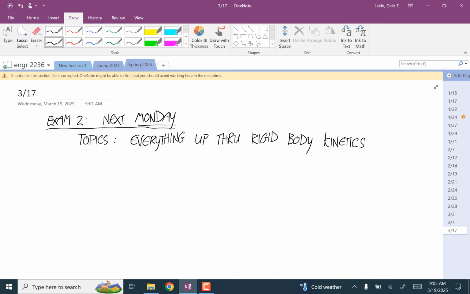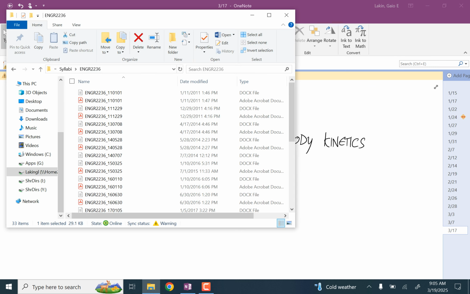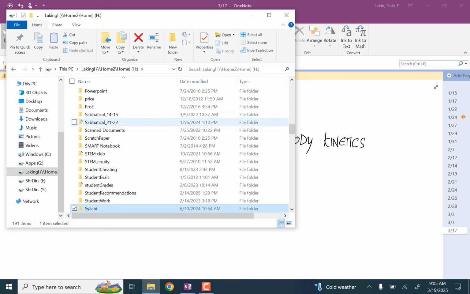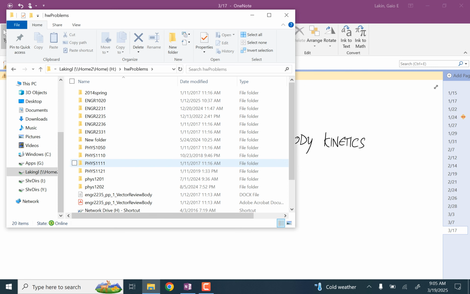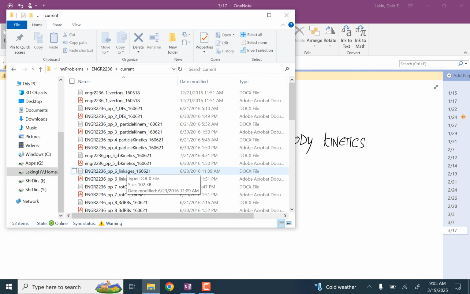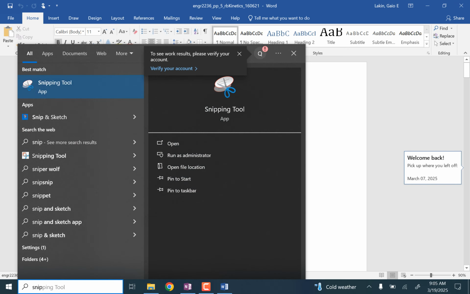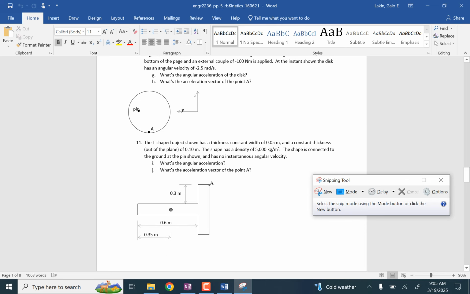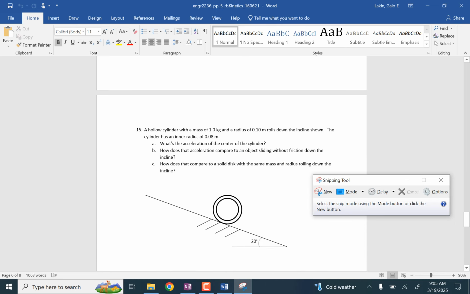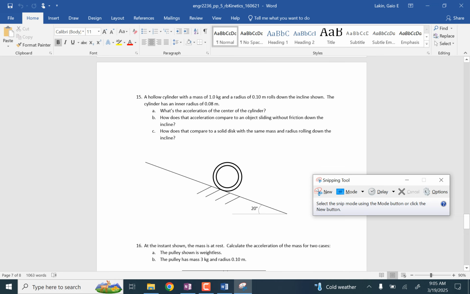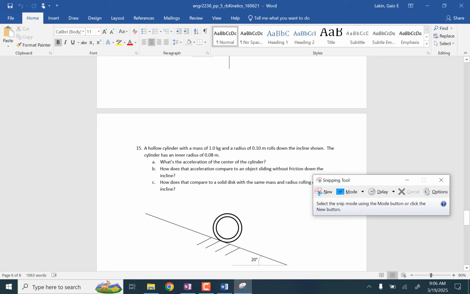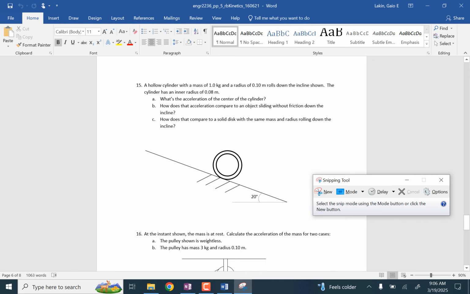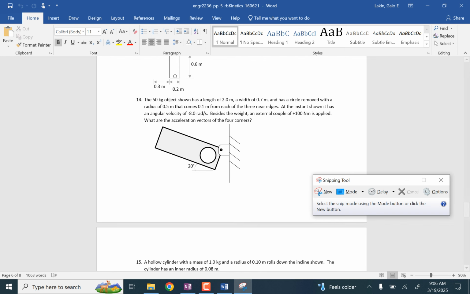Yeah. 14. Okay. This is kinetics, rigid body kinetics. Could you also go on number 15? Yeah, these set up equations. Sure. Okay, so 14.